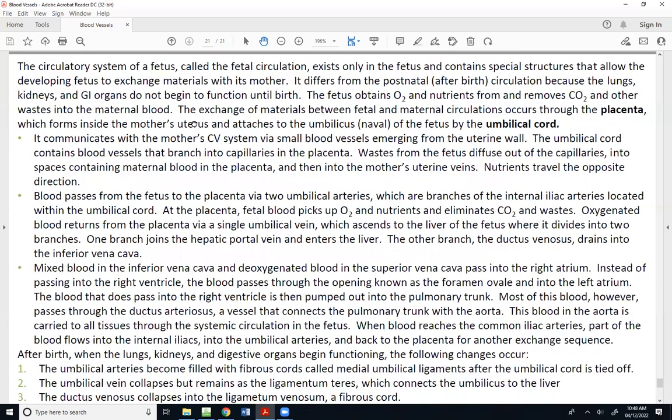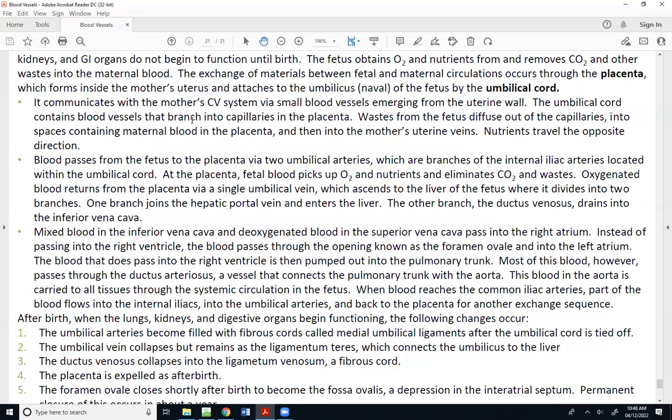Okay. Communication with mom's cardiovascular system occurs via small blood vessels emerging from the uterine wall. The umbilical cord contains blood vessels that branch into capillaries in the placenta. Waste from the fetus diffuses out of the capillaries into the spaces containing maternal blood in the placenta, and then into mom's uterine veins. Nutrients travel in the opposite direction.